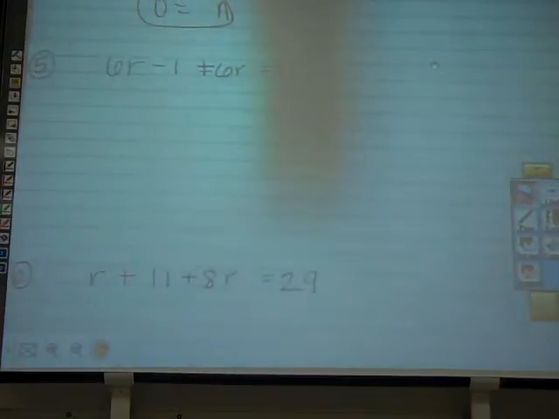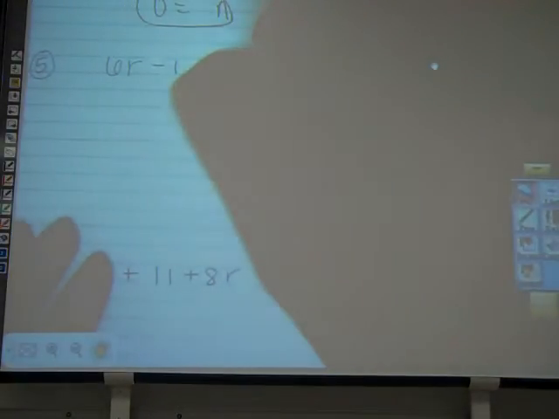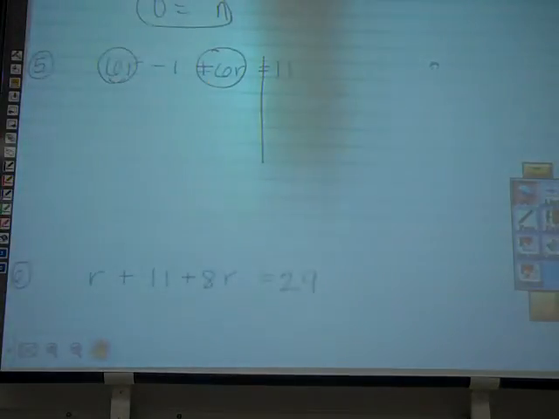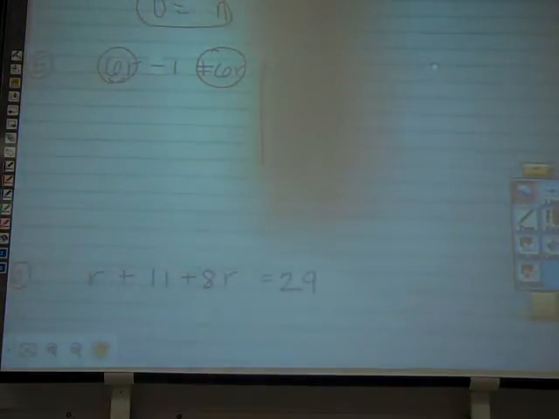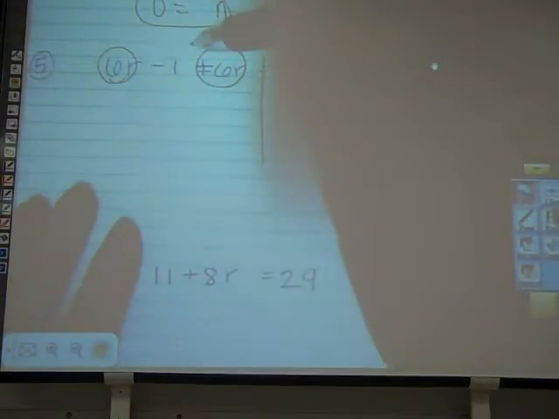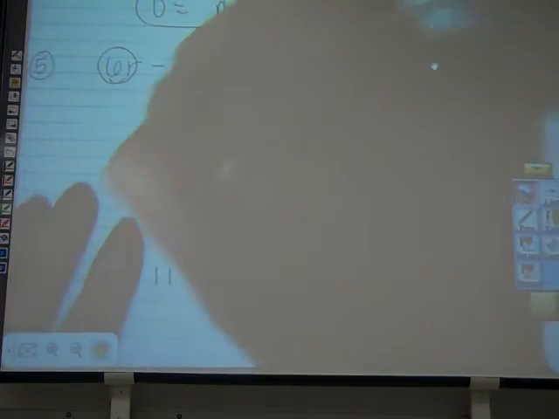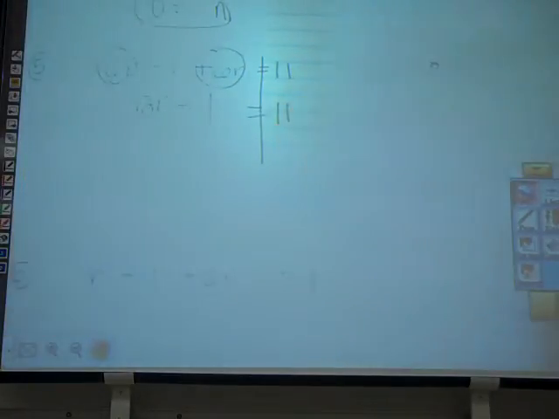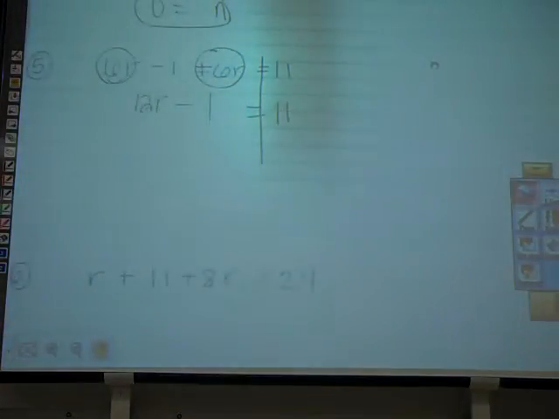All right, number 5. Same thing. Draw your line and circle your variables. Same side of the equation. Combine them together. 6 plus 6 is 12r. You still have minus 1 on that side, and on the other side you have 11.